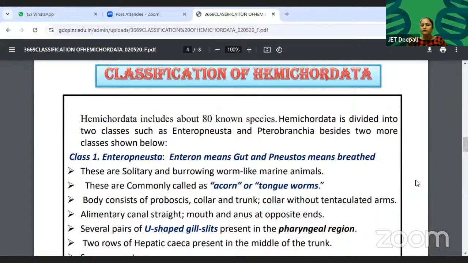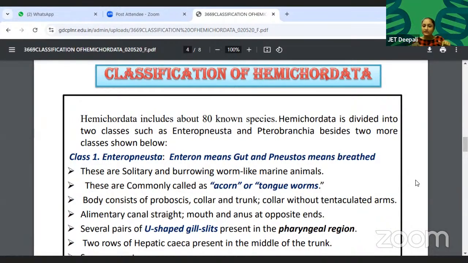These are commonly called acorn or tongue worms. Body consists of proboscis, collar, and trunk. Collar without tentaculated arms. Like in Pterobranchia, so many tentacles are coming out, so many branches are coming out. In Enteropneusta, no branching is there. The collar is not having any branches. Alimentary canal straight, mouth and anus are at opposite ends, at both the separate ends.